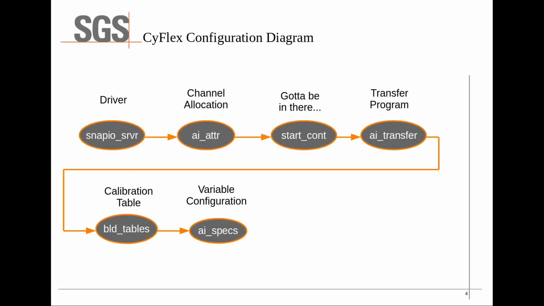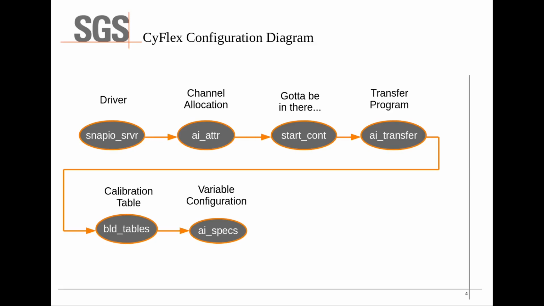So here's an overview of the programs that you're going to have to launch in order to get your analog inputs to work within CyFlex. For starters, you're going to have a driver. In this example, we're using Snap.io server. We have a few other drivers that we'll go over. Once you've launched your driver, you're going to have to allocate what we in CyFlex call channels.